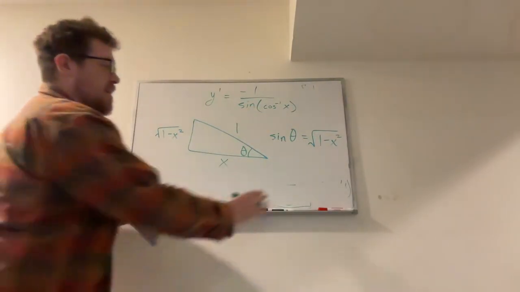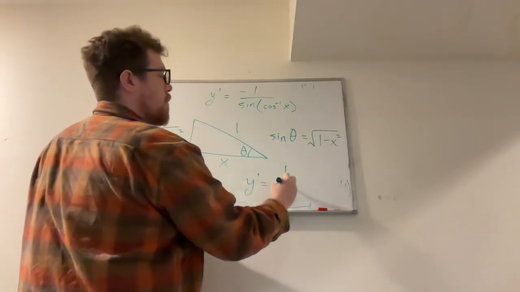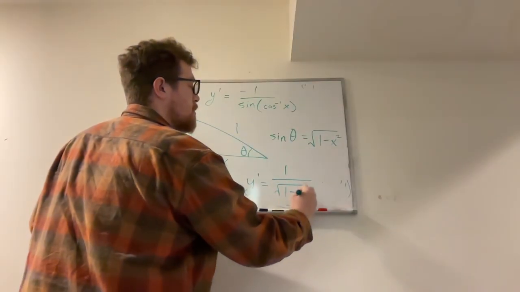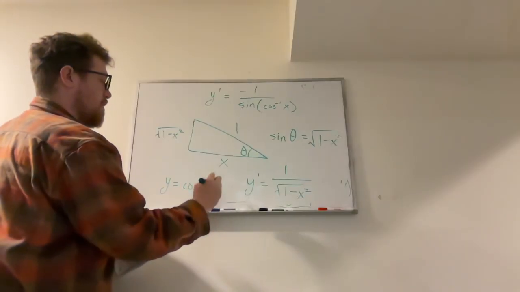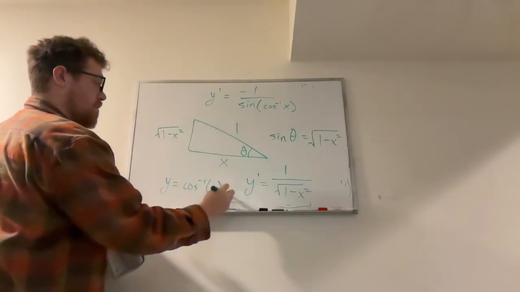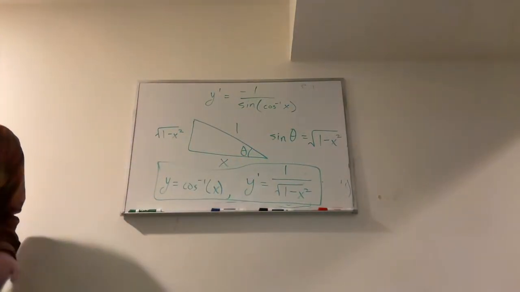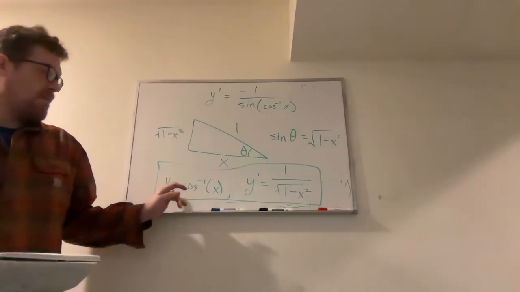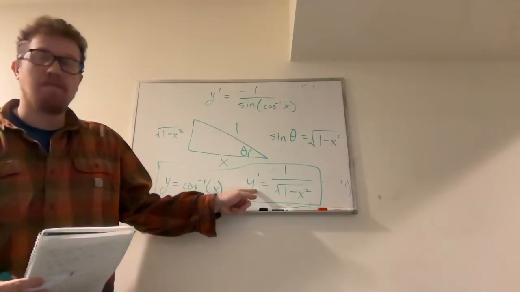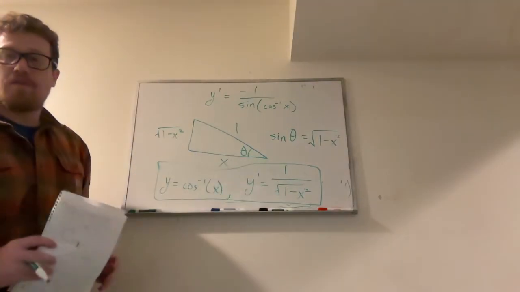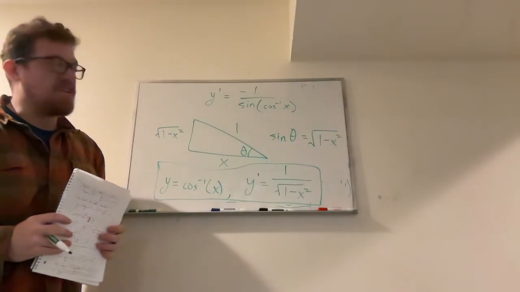And now we can get our final answer, which is that y prime is equal to 1 over square root of 1 minus x squared, where y is this arc cosine function. Okay, so that's the final answer. We have this inverse function, and we used implicit differentiation to find the derivative of the function, and we had to do some sort of trigonometry trick in the middle to simplify it.